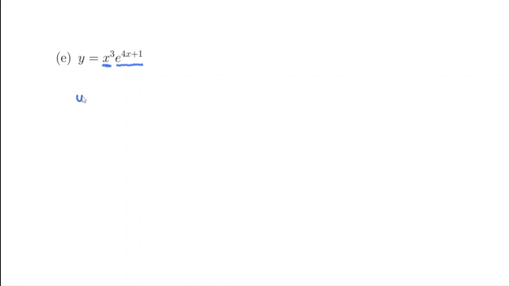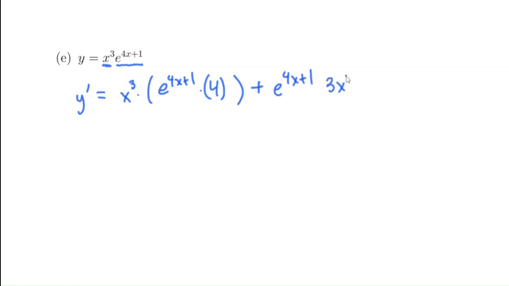So what's y prime, or dy dx? Well, it will be the first function, x cubed, times the derivative of the second function. Now, what's the derivative of e to the 4x plus 1? Well, it's going to be e to the 4x plus 1 times 4. Okay, we had to use the chain rule there, right? So we have the first function times the derivative of the second, that goes there, plus the second function times the derivative of the first. The derivative of x cubed is 3x squared.